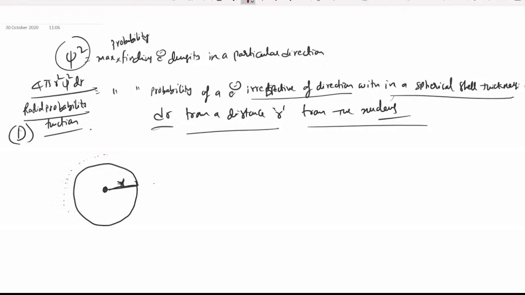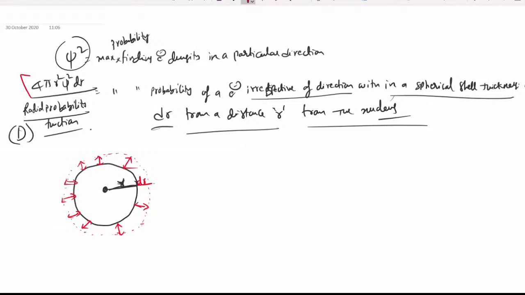Why did I select a spherical shell? Because irrespective of the direction means all directions, whose thickness is dr. That means this is the distance r from the nucleus, and in this spherical shell thickness, what is the electron density? That is called 4 pi r square psi square dr.